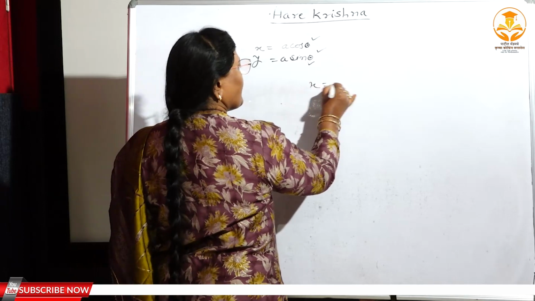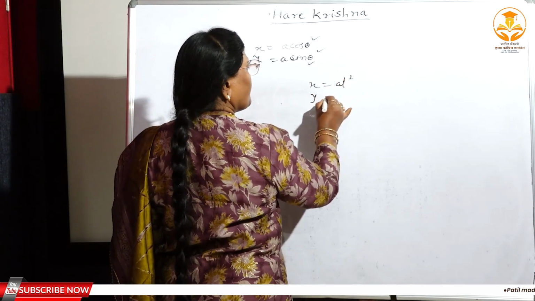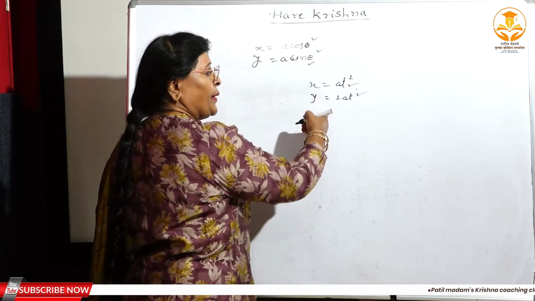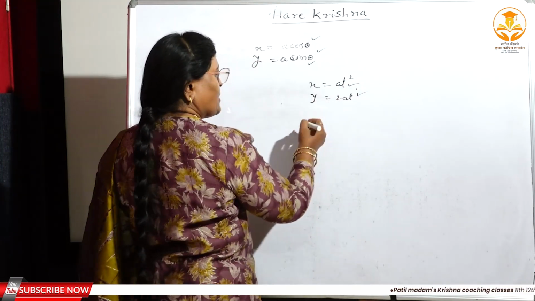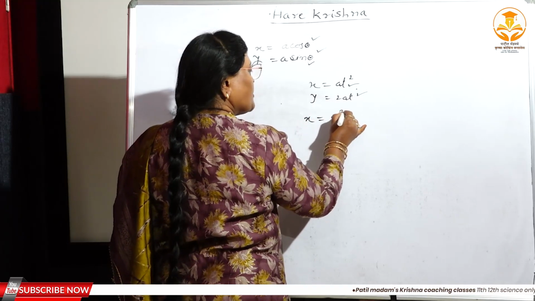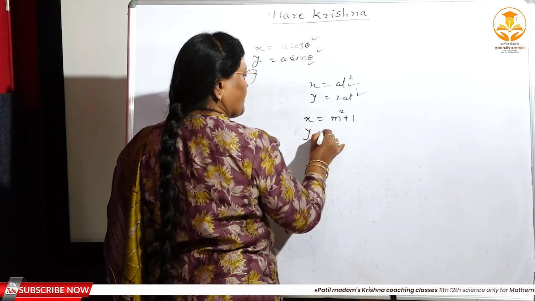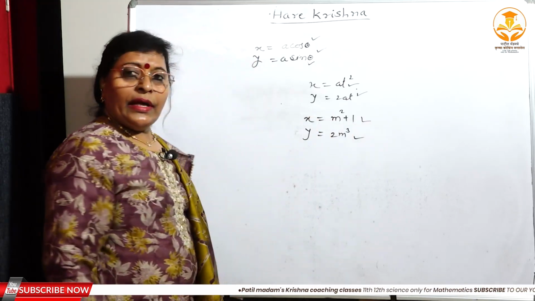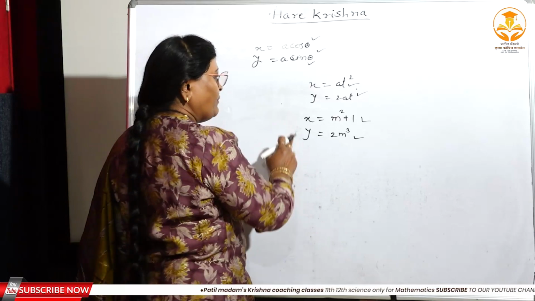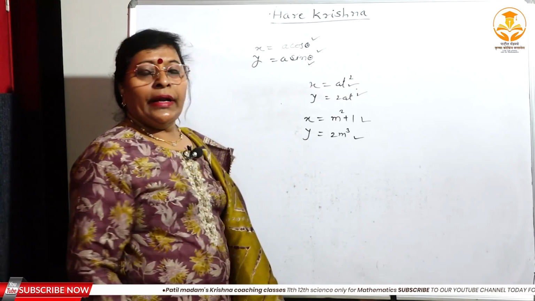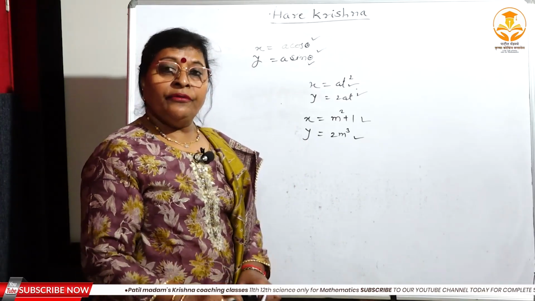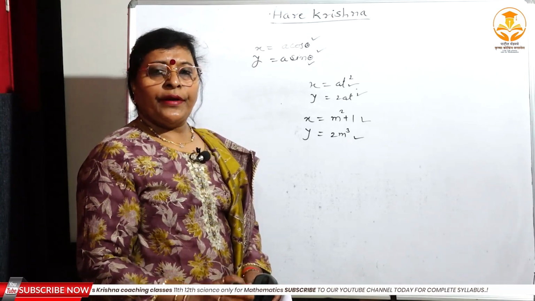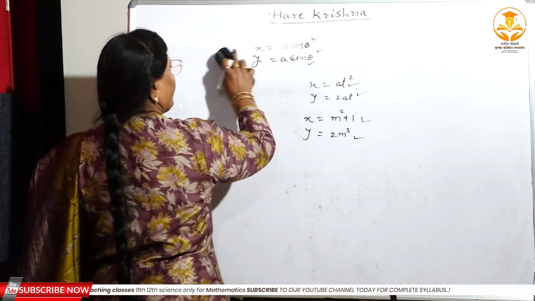Suppose I write x = at^2 and y = 2at. Here t is the parameter, isn't it? Here t is the parameter, not a. Suppose x = m^2 + 1 and y = 2m^3, right? Here m is the parameter. So there are different parameters. When the x and y coordinates of a point are expressed in one variable or one parameter, that is called a parametric function, isn't it? And how will you find the derivative of such a parametric function?